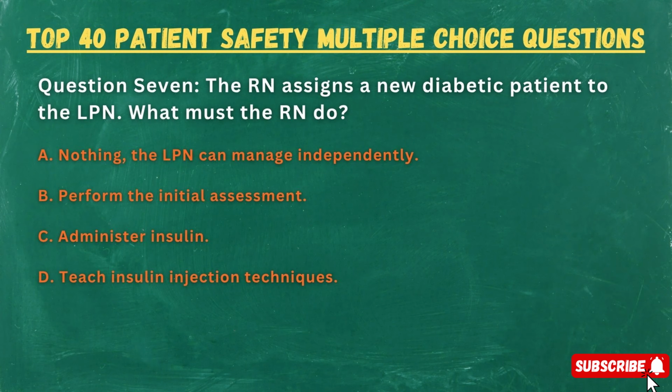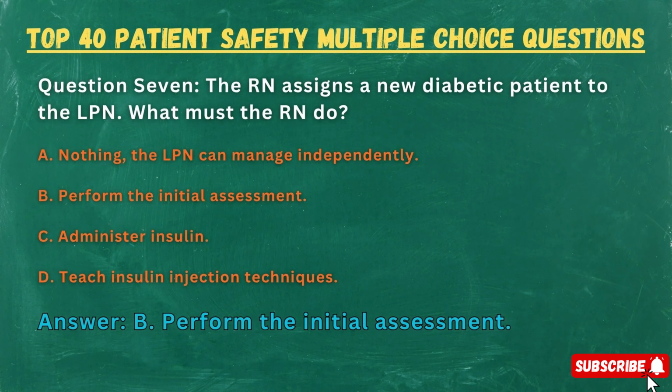Question 7. The RN assigns a new diabetic patient to the LPN. What must the RN do? A. Nothing. The LPN can manage independently. B. Perform the initial assessment. C. Administer insulin. D. Teach insulin injection techniques. Answer. B. Perform the initial assessment.